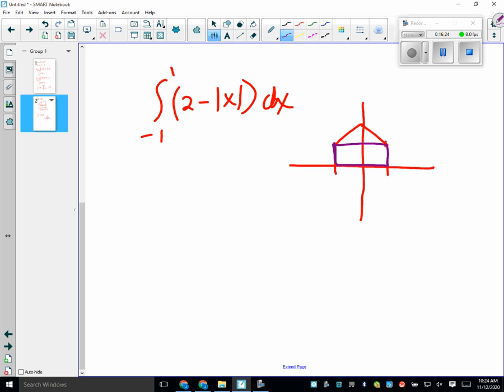Yes. Whatever you have to divide it into. Is the rectangle 2? Yeah. What is the triangle? Give a difference of 1. So what is the value of this integral? 3. See how we divide that up?